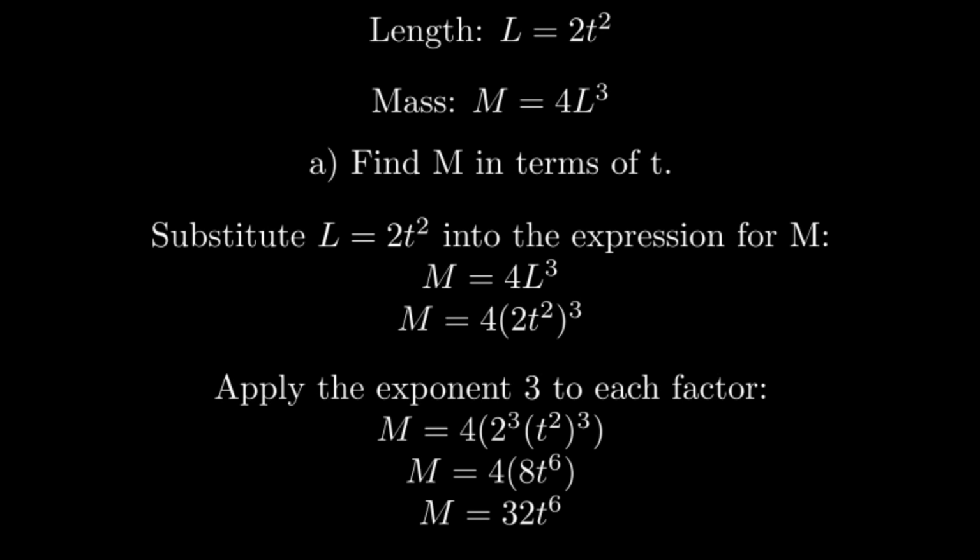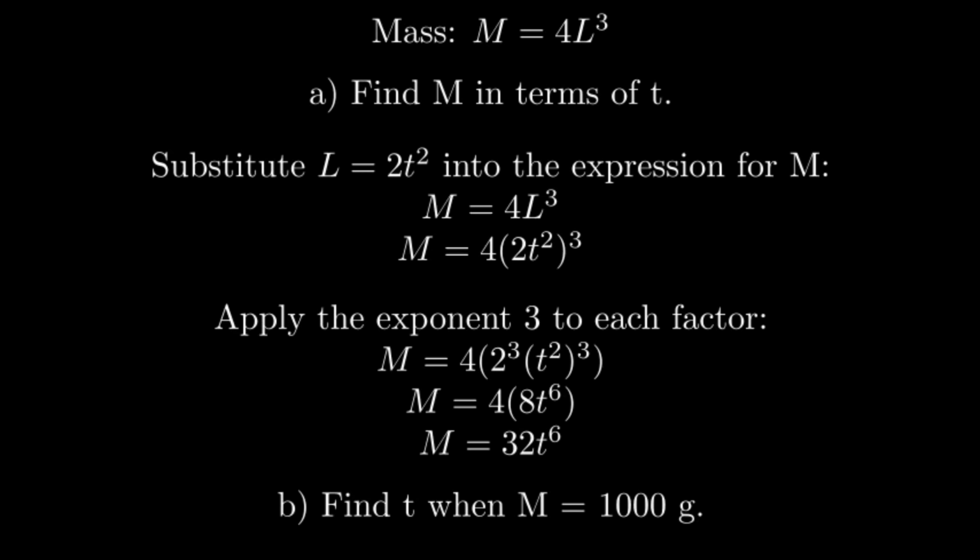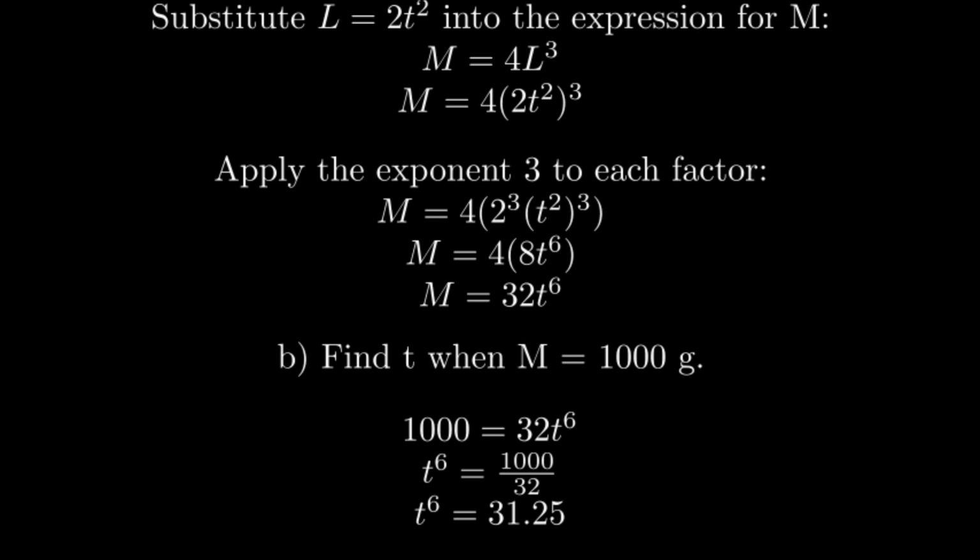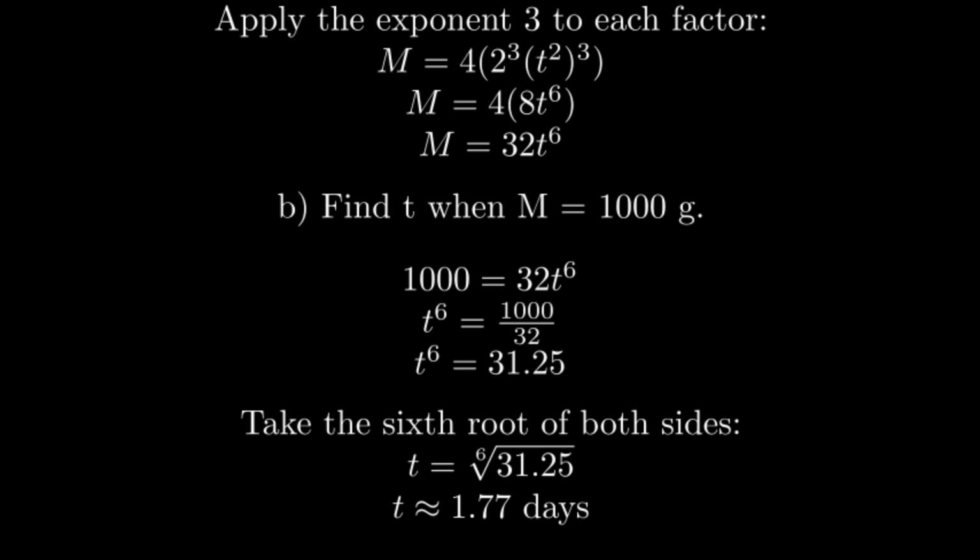Part B asks for the age of the fish when its mass is 1,000 grams. We'll use the equation we just derived. We set M equal to 1,000. To solve for t, we first isolate t to the 6th by dividing both sides by 32. 1,000 divided by 32 is 31.25. To find t, we need to undo the power of 6. We do this by taking the 6th root of both sides. The 6th root of 31.25 is approximately 1.77. So the fish reaches a mass of 1,000 grams in just under 2 days, according to this model.